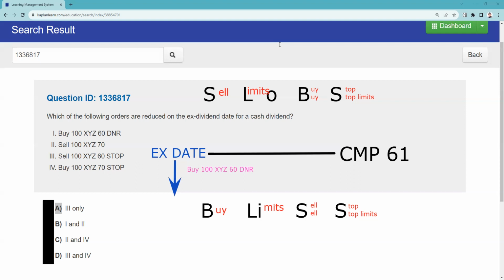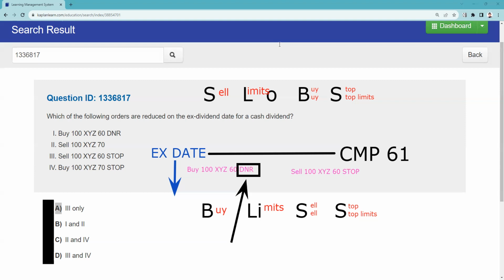Now, DNR on the test means do not resuscitate. It means do not reduce. And so this is a customer who says he knows that we usually are going to do that. But in my case, I'm saying do not reduce my order. It's easier for me to keep an eye on the 60 than it is to do that. So I know that in the normal course of business, if it was a $1 dividend or 50-cent dividend, let's say 50 cents, you would adjust this to be a buy limit at 59.50, but please do not do that. Leave this order alone. Okay, so that means one is out.